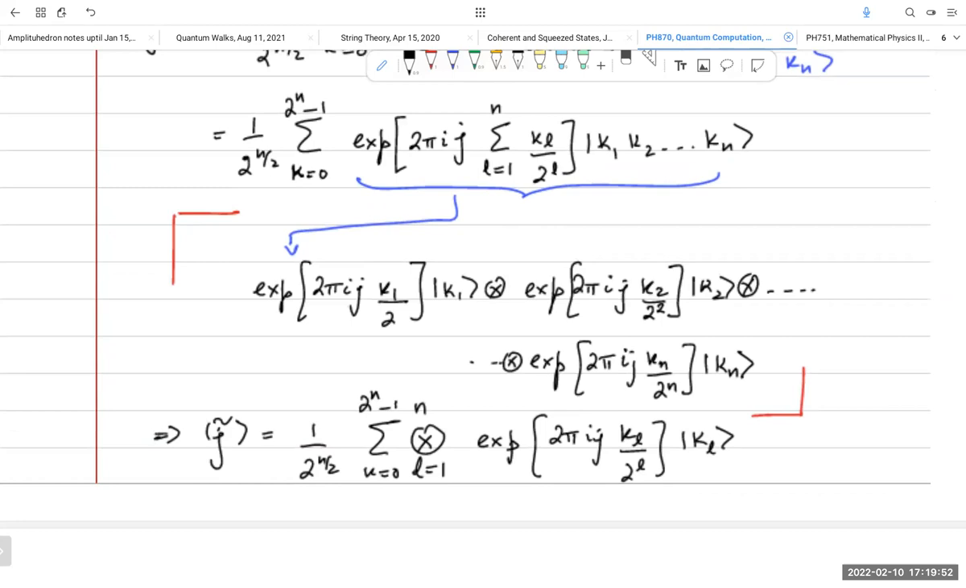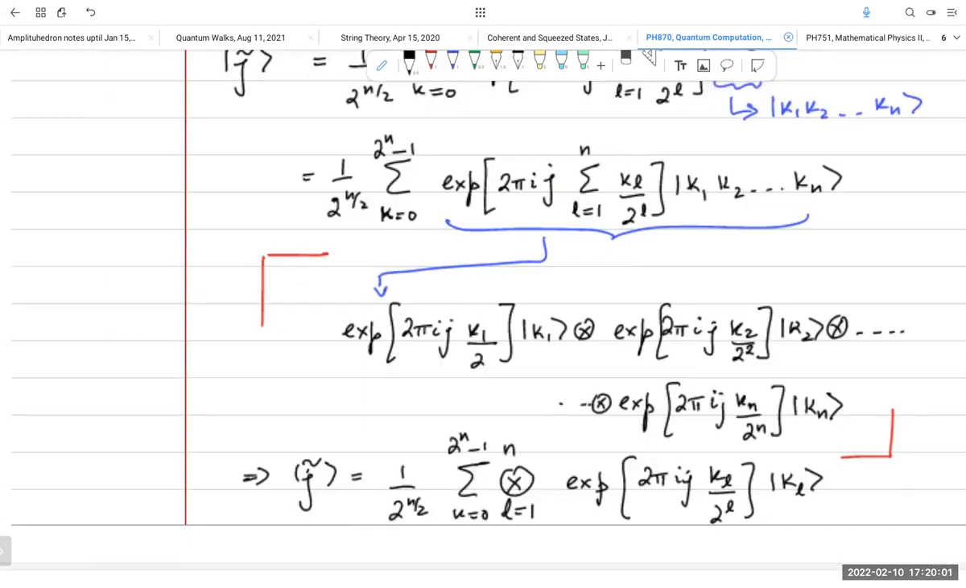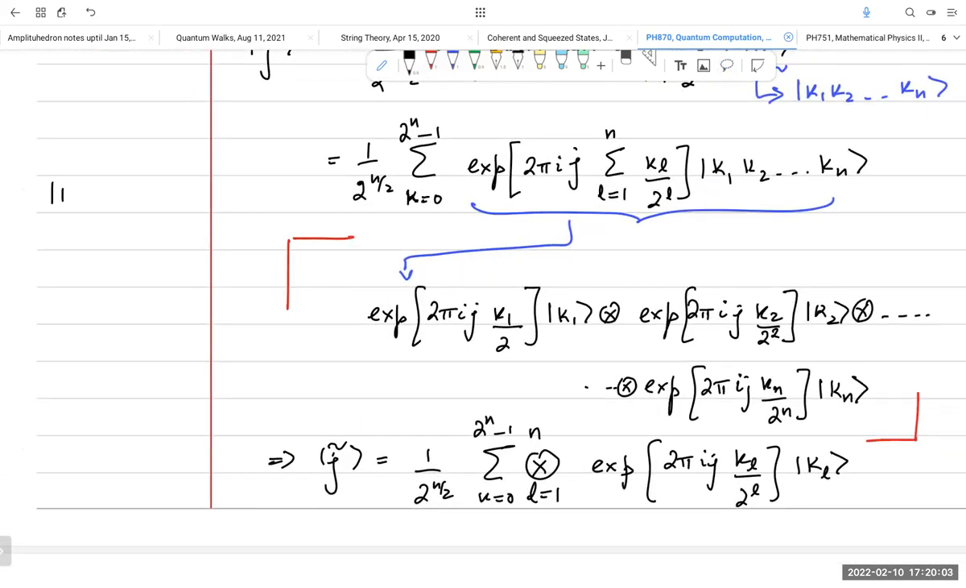This basis state is in the binary. So if I have a state like this, what is this? This is just 1 tensor 0 tensor 1. That's all I'm doing.